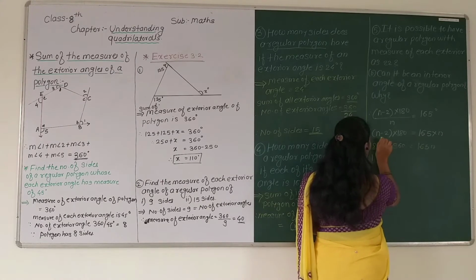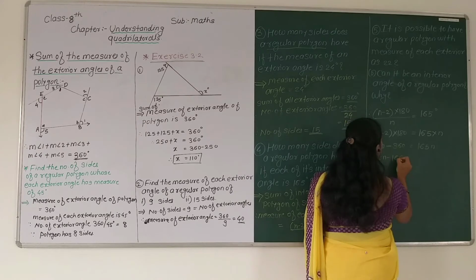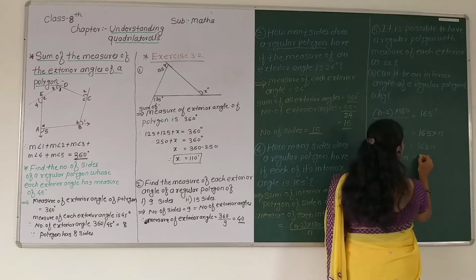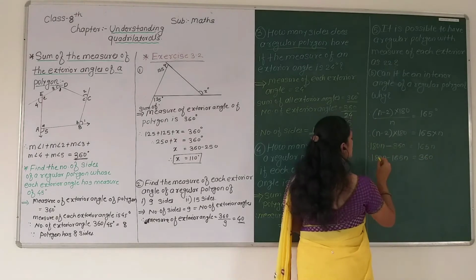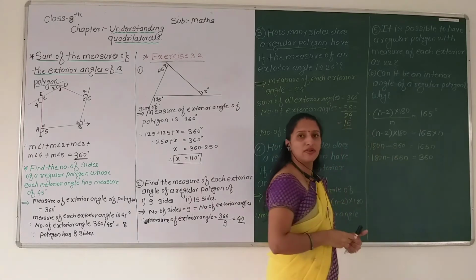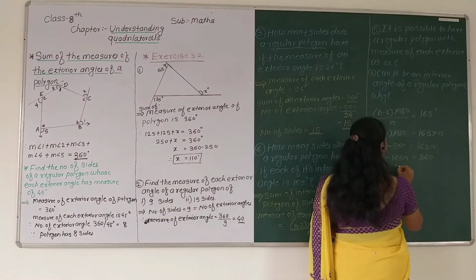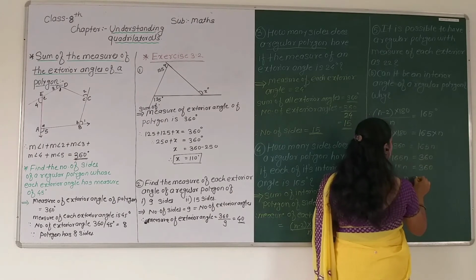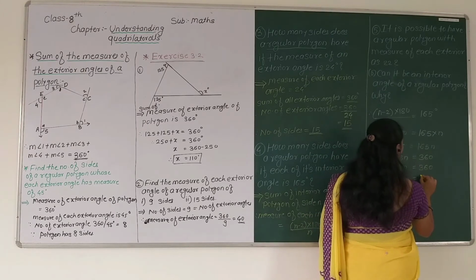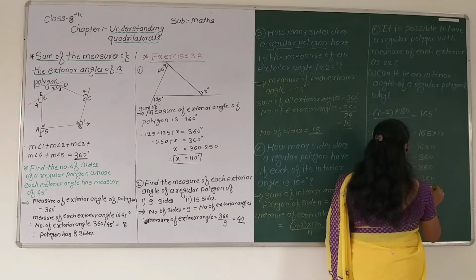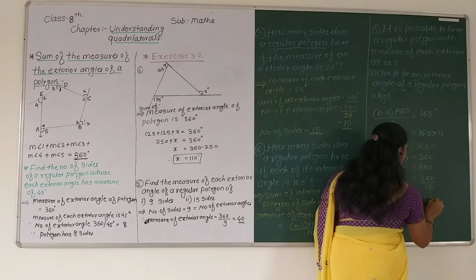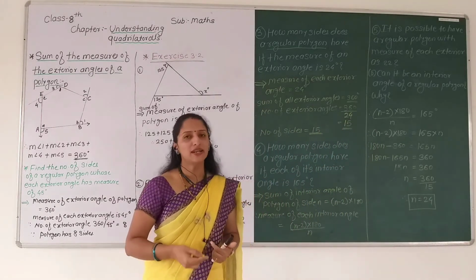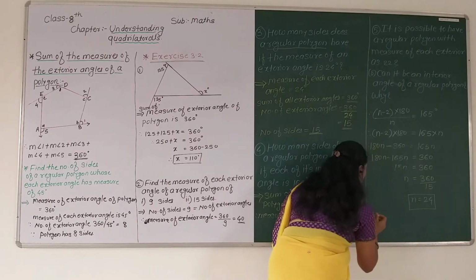So 180n minus 165n is equal to 360. Transpose this 360 to the right-hand side, so it becomes positive. So 180 minus 165 is 15, right? 15n is equal to 360. So the value of n is equal to what? Dividing both sides by 15, 360 divided by 15, the value of n is equal to 24. But n is the number of sides of that polygon. So we can write the answer here.